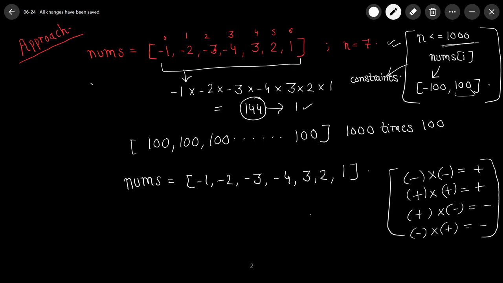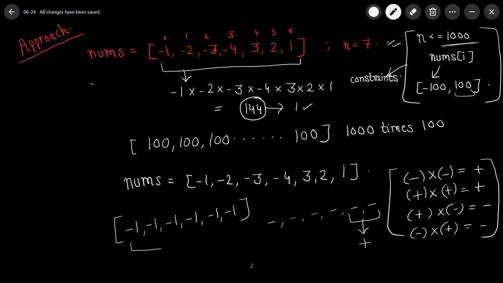So if there are, let's say, an even number of negatives, suppose there are six negatives, the pairs will cancel out and become a positive value. Like what I'm saying is, suppose you have 6 times minus 1.